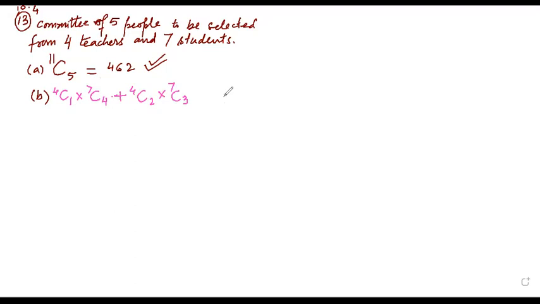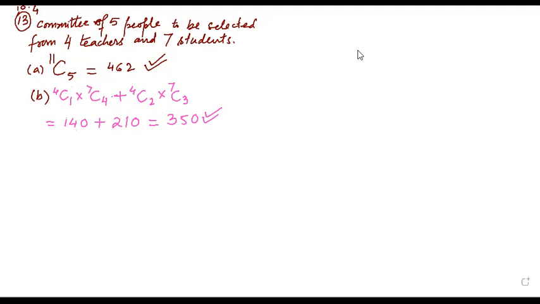But if we go more, then what will happen? Then teachers will become more and the students will become less. So that is why we stop here. So now 4C1 multiplied by 7C4, we get 140, plus 4C2 multiplied by 7C3, we get 210, which is equal to 350. And this is the answer of part B of question number 13.